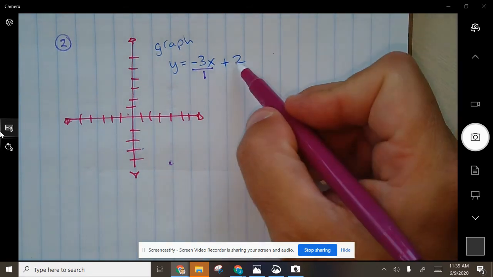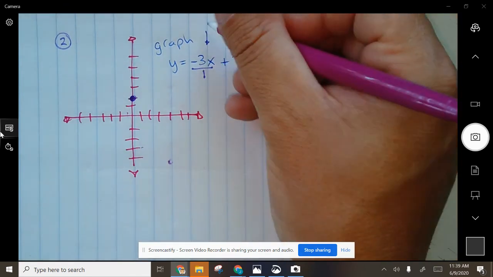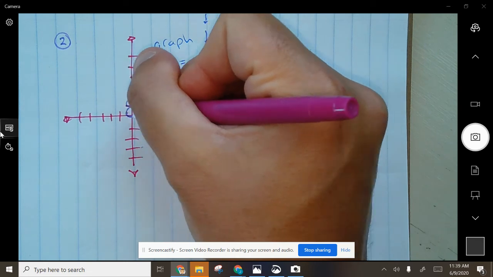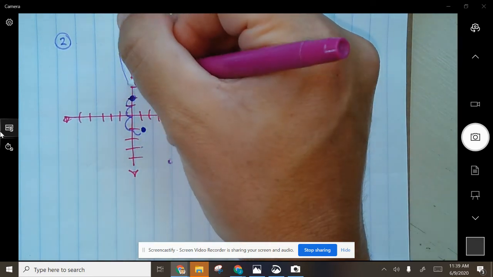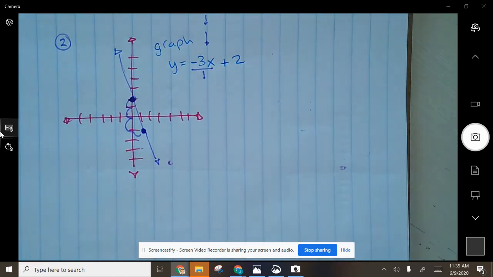We start at +2. I'm going to go down 3. Okay, over 1. Down 3. 1, 2, 3, over 1. Okay. Down 3 over 1. And that's how you would graph that.